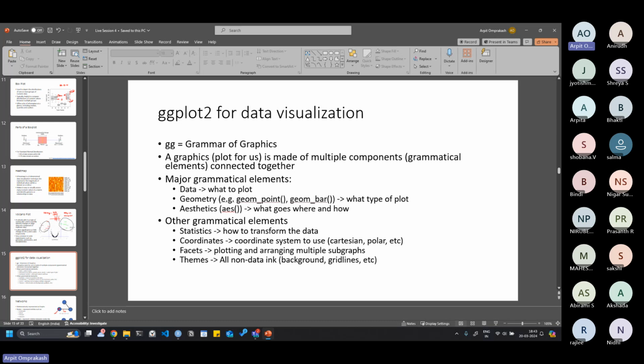We also have other grammatical elements such as statistics, which tells us how to transform the data, coordinates, which basically help us choose different coordinate systems to plot, facets, which can help us do multiple kinds of subgraphs and arrangements, and themes, which is basically all non-data ink. How does the plot look visually? Background, grid lines, etc. That's determined by the themes.